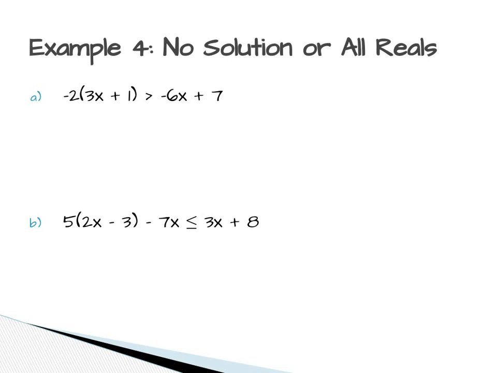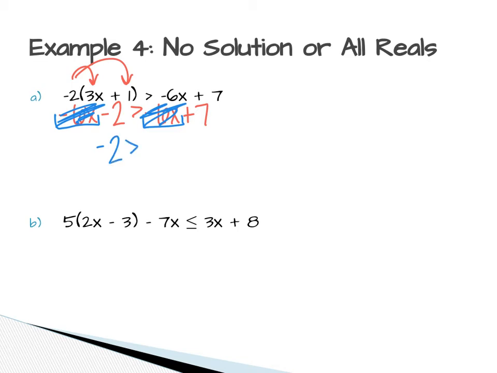Example 4, sometimes you have no solution or all real numbers. Let me show you what happens when you get that. Distribute the negative 2 and you get negative 6x minus 2. Anytime you have the exact same number, sign, and variable, like negative 6x and negative 6x, on opposite sides of an equation or an inequality, they will cancel each other out. You don't have to do the math, you can just cancel them. And you get negative 2 is greater than 7. Is negative 2 greater than 7? No, it's not. That's impossible. If you ever get something that's impossible, your answer is no solution.